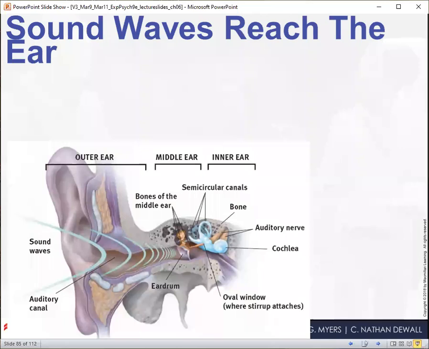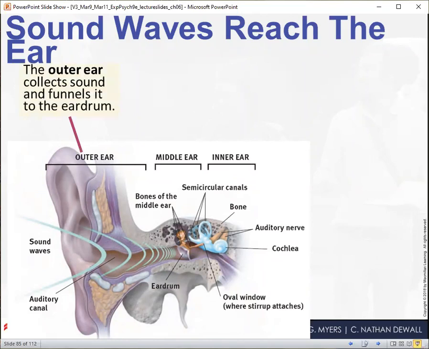So what are we doing with these sound waves? Well, sound waves reach the ear. So why is the ear shaped so funny? It's designed in order to help trap sound waves and push them down the auditory canal, where we can start to begin the process of preparing them for being understood and getting the meaning out of it. So the outer ear collects sounds and funnels them to the eardrum.